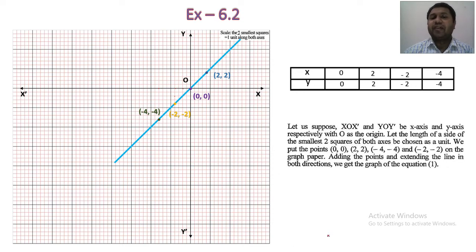So here you can see, let us suppose x dash and y dash will be the x-axis and y-axis respectively, with O as the origin. Let the length of the side of the smallest two squares of both axes be chosen as the unit. We put the points 0 comma 0, 2 comma 2, minus 4 comma minus 4, and minus 2 comma minus 2 on the graph paper. Joining the points and extending the line in both directions, we get the graph of equation 1. So this is the straight line of equation 1.